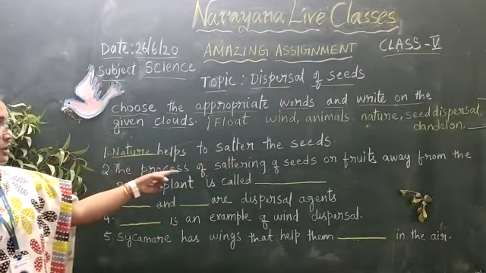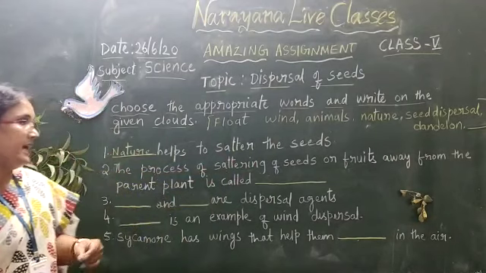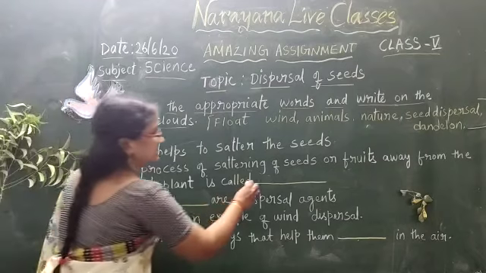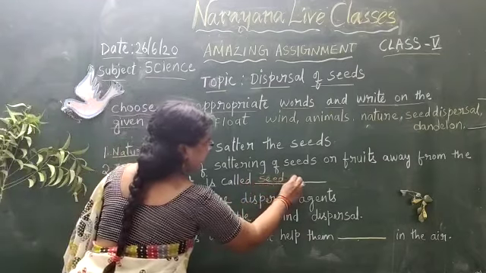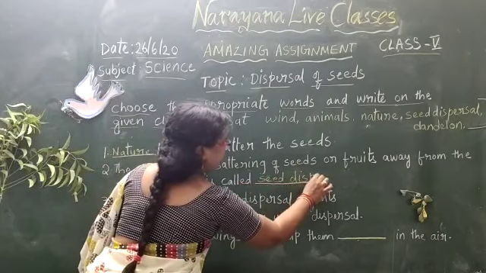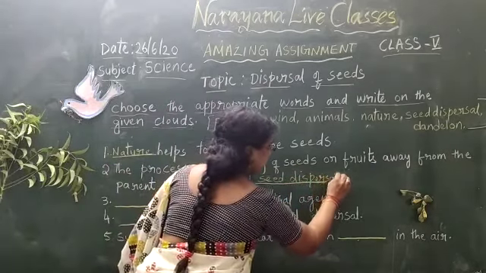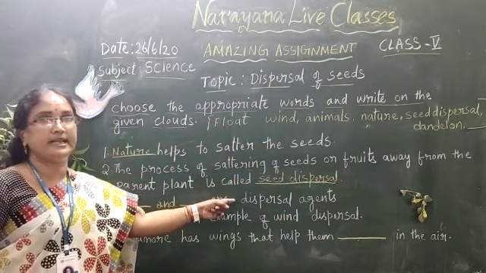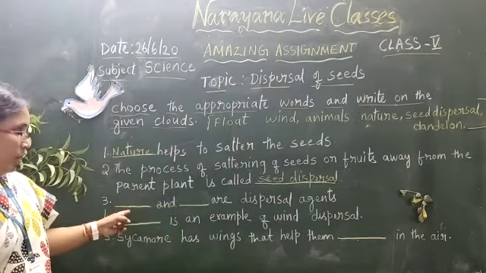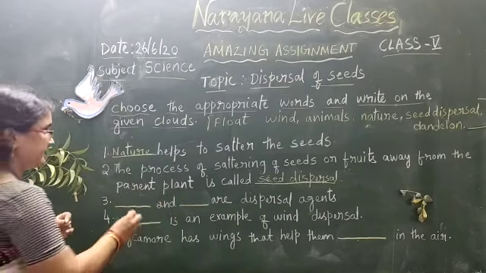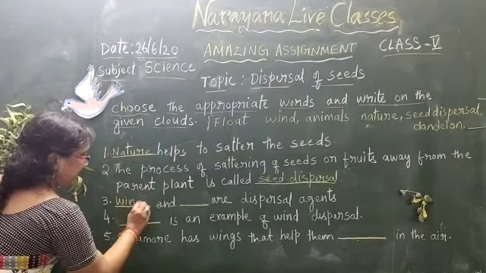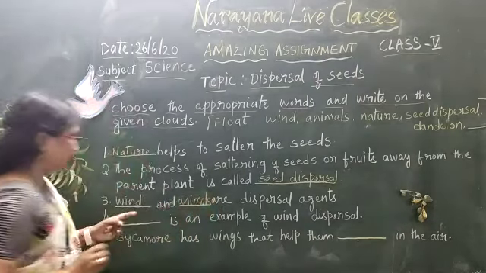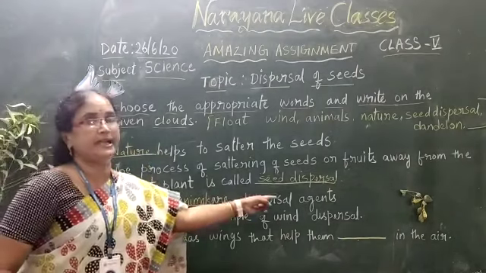Now, the process of scattering of seeds or fruits away from the parent plant is called seed dispersal. Seed, S-E-E-D, seed dispersal, D-I-S-P-E-R-S-A-L. Now, dash and dash are dispersal agents. What are the dispersal agents? Wind and animals. Wind, W-I-N-D, and animals, A-N-I-M-A-L-S. Wind and animals are dispersal agents.